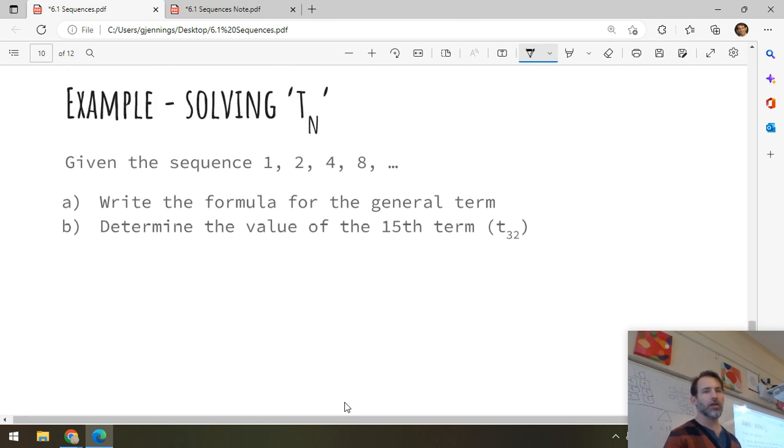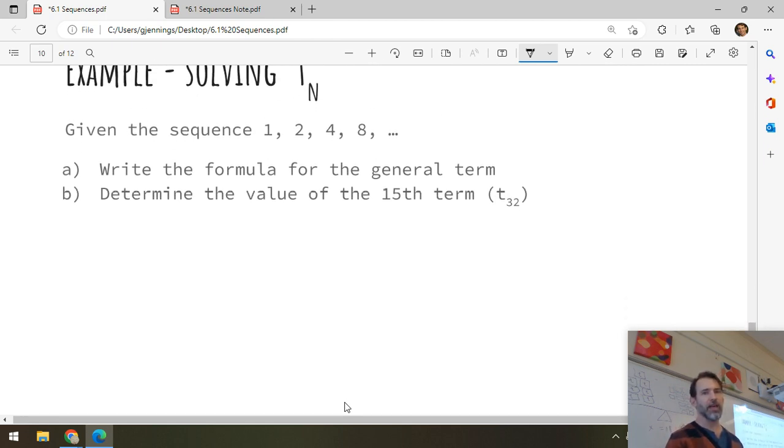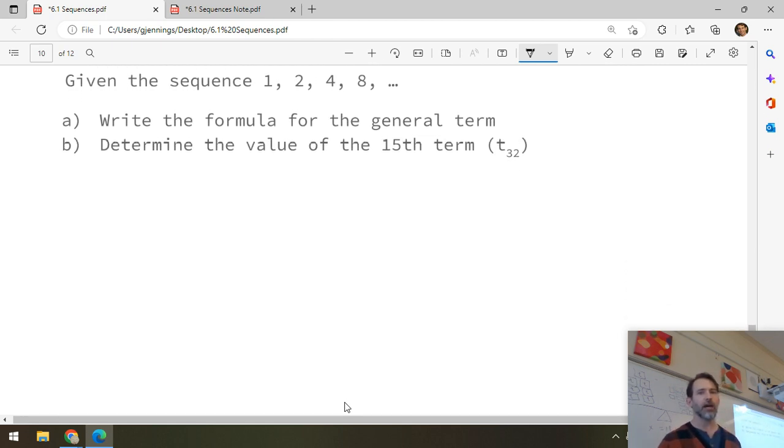All right, solve for n. Solve for T of n. Okay, so here we have our sequence 1, 2, 4, 8. Oh, I know this one. It would be 16, 32, 64, etc. And we want to solve for the 15th term, not the 32nd term, the 15th term.